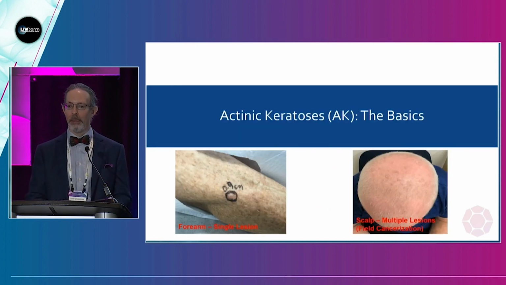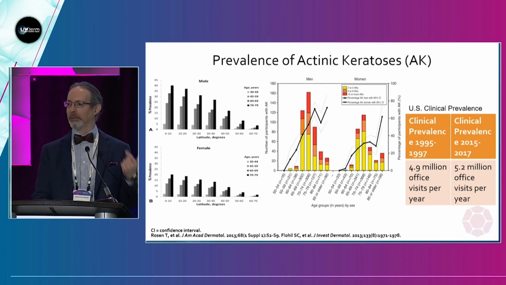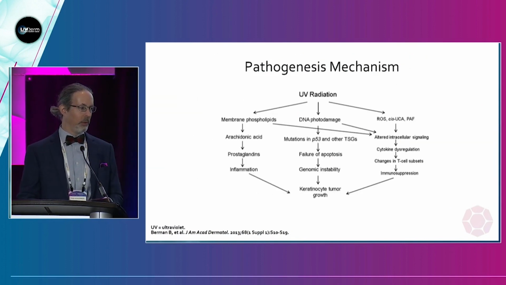So, AK can be field pattern, it can be individual. The presentation is variable, but the prevalence is increasing in our population. As you can see, this is probably still the most common thing dermatologists do. Treating AKs and biopsies are probably still the two most common things that we do all day long.